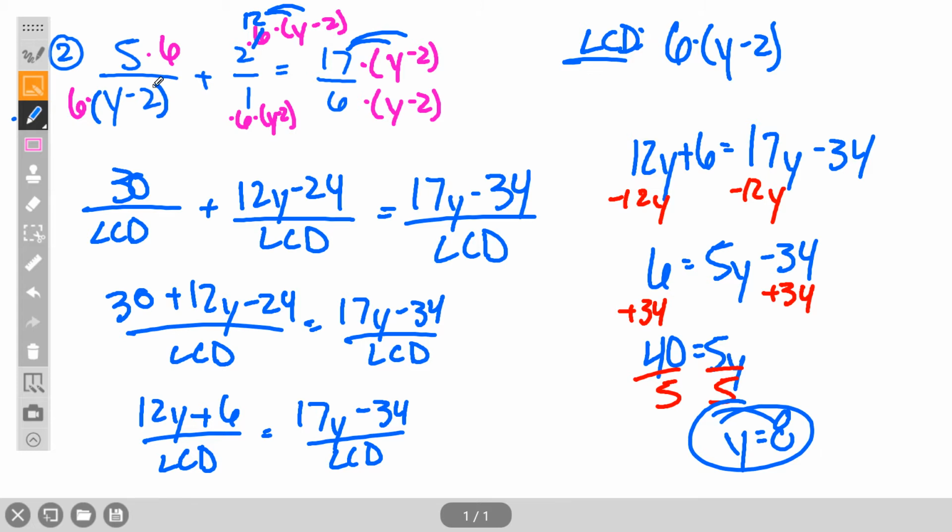Check to make sure that doesn't cause any of the denominators to be 0 in the original problem. Y minus 2, that's fine. 1, 6, okay, so that's fine. So this is our solution. Y equals 8. And of course you can plug this in and check it.